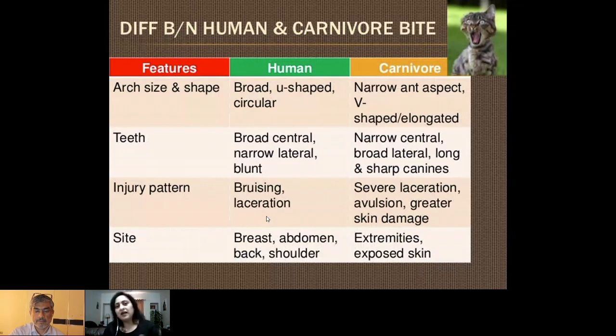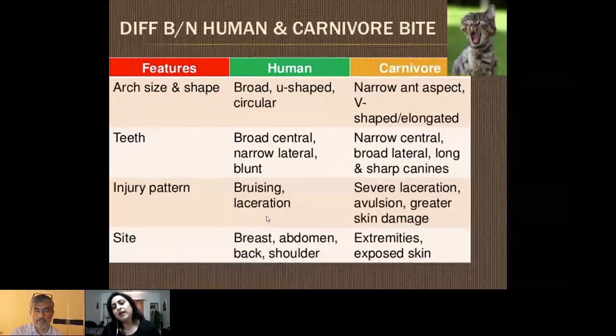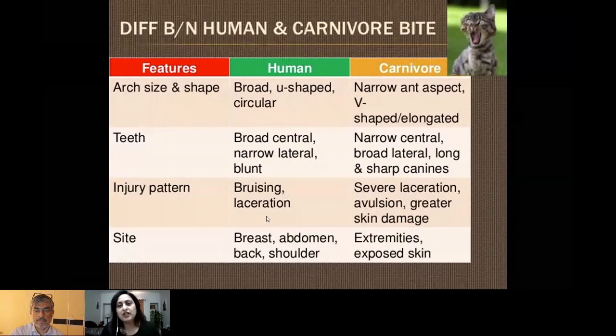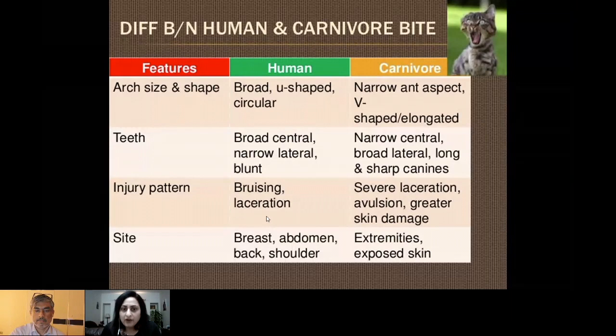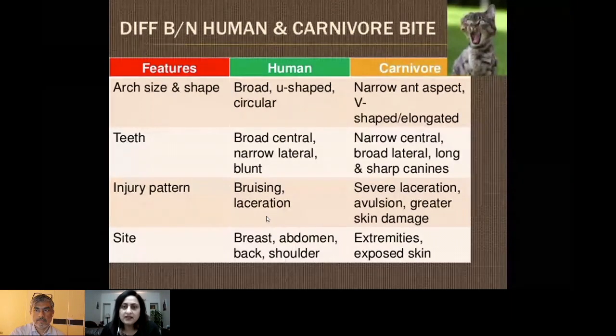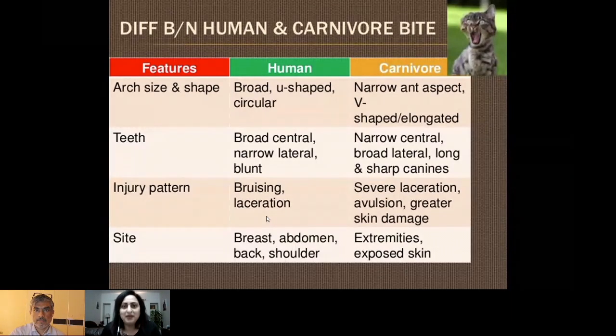So the human bite will always be U-shaped. Carnivore bite will be narrow at the anterior aspect, causing a V shape for the arch. The teeth in humans, we have broad central incisors, narrow lateral incisors, and a blunt bite compared to the carnivore bite. That is, they have narrow central incisors, broad lateral incisors, and long and sharp canines. Canines are the most distinguishable characteristics in a carnivore.